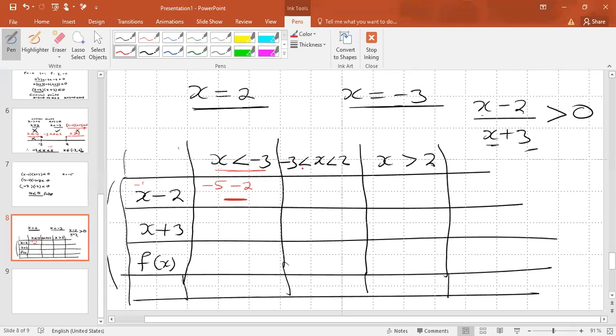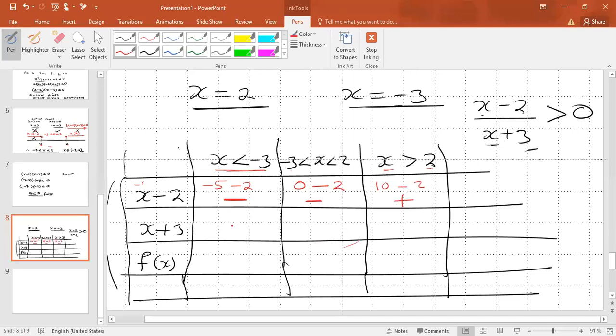Then here, you pick any number that is between -3 and 2. Let's say you pick 0. You're going to solve 0 minus 2. The answer that you get there will definitely be a negative. So you indicate negative. Then you pick a number that is greater than 2. Let's say you pick 10. You are going to have 10 minus 2. It will be 8. We are only interested in the sign of the answer. It will be positive.